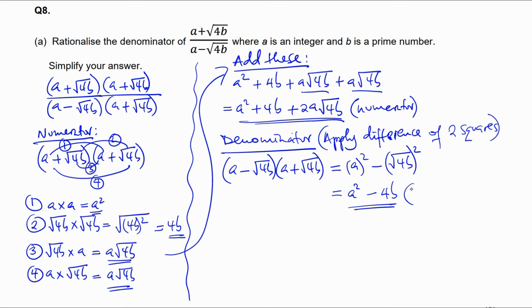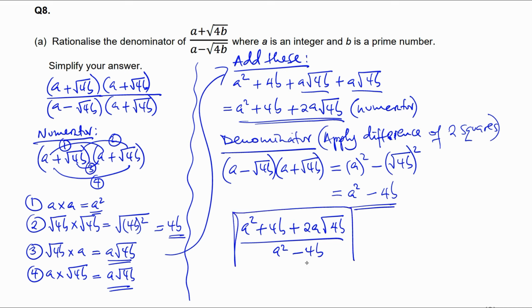So the resulting solution, we need to write it as numerator over denominator. So basically, the resulting solution will be equal to the numerator, A squared plus 4B plus 2A square root of 4B, over the denominator, A squared minus 4B. And this will be the required solution.